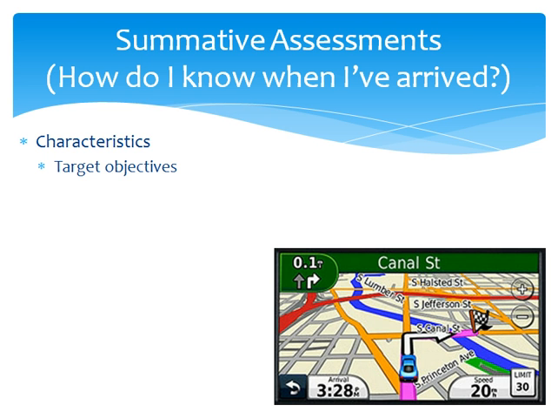So the first characteristic, of course, is the target objectives. The end state, the final destination. How does a student know that he or she has arrived there? And that's what summative assessments do. They target those objectives. Much like a GPS will say, you've reached your final destination, an assessment should say the same thing to a student.